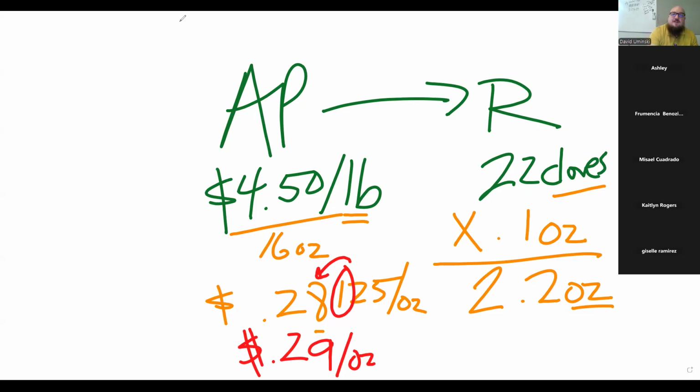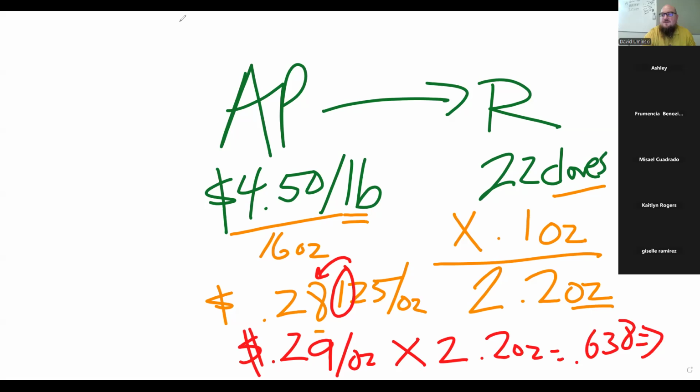Now, because we're at 29 cents per ounce times 2.2 ounces, it gives me 0.638, and I'm going to round that up to 64 cents. So my final answer is 64 cents for those 22 cloves of garlic.